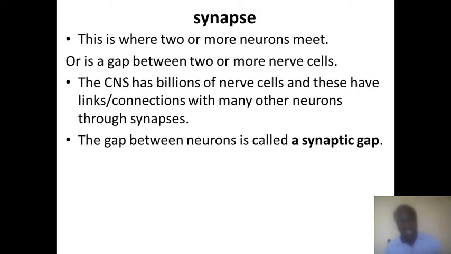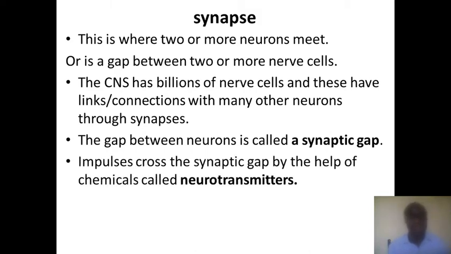When you look at the synapse, one neuron does not touch directly to another neuron. There is always a gap. And that gap is what we call a synaptic gap. It's always occupied with fluid. And impulses always have to cross that synaptic gap with the help of chemicals called neurotransmitters. These neurotransmitters are always released from the membrane of neurons at the synapse.